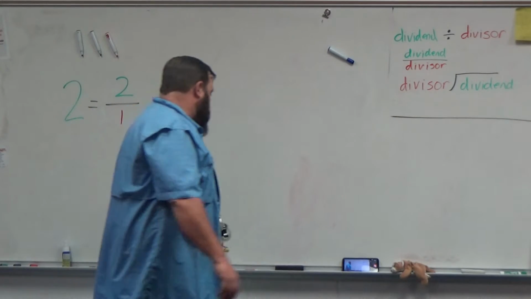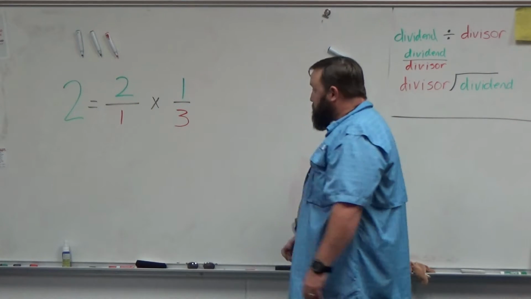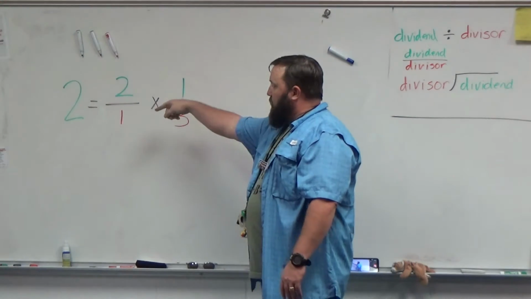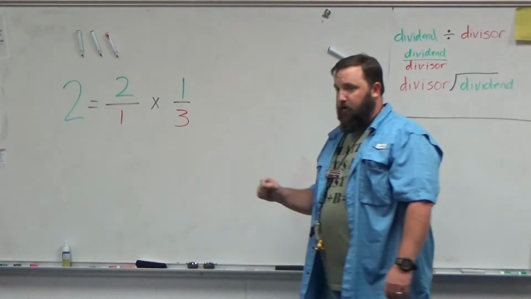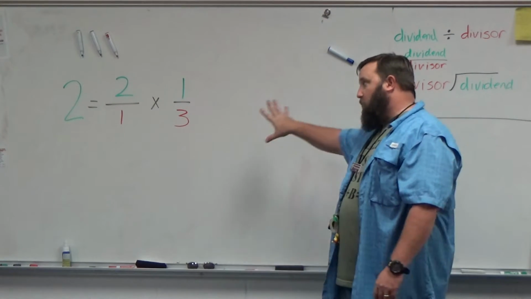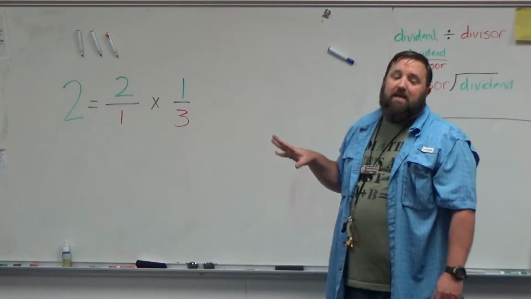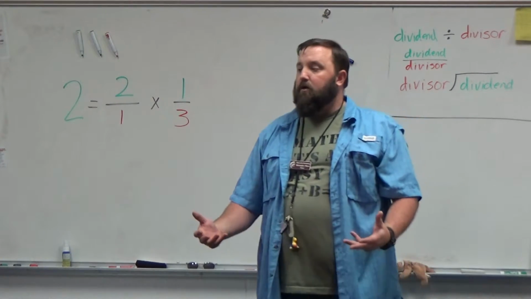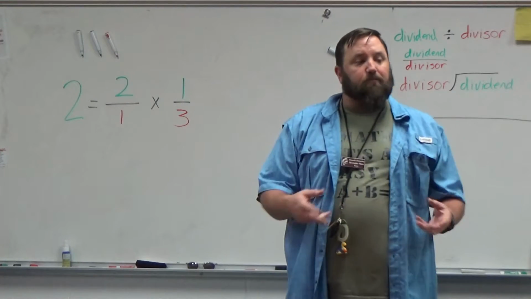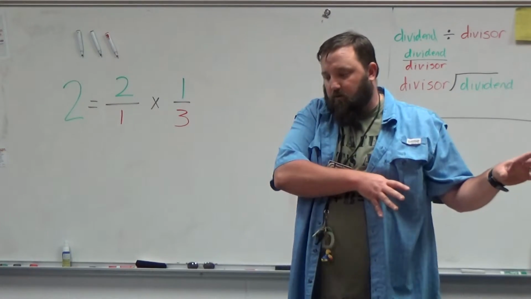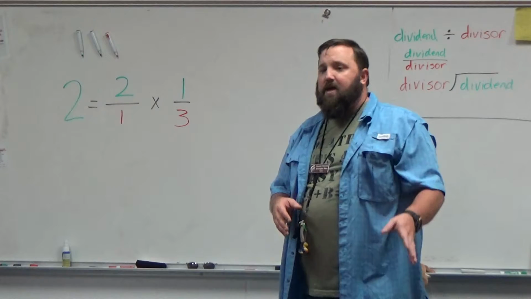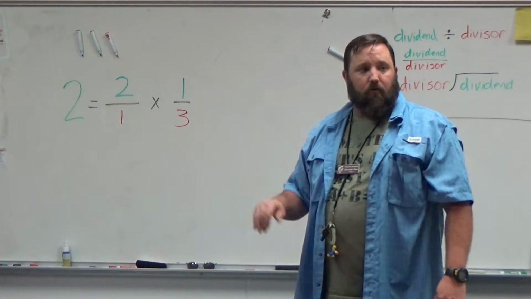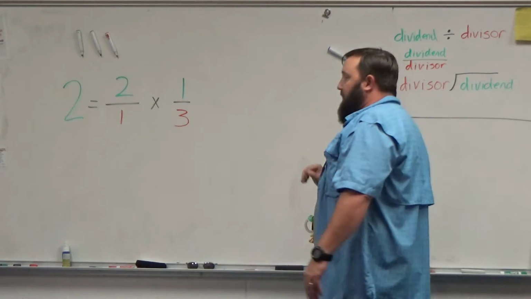Okay? So I want you to look at this. We're talking about 2 times 1/3, or 2 over 1 times 1/3. Multiplication is the easy one when it comes to fractions. Addition and subtraction, we have to find that common denominator. But for multiplication, and we'll talk about division later when we get there, it's simple. Numerator times numerator, denominator times denominator, or dividend times dividend, divisor times divisor.